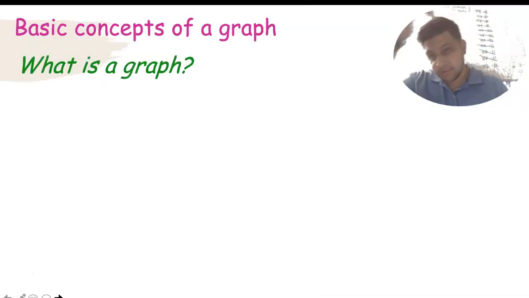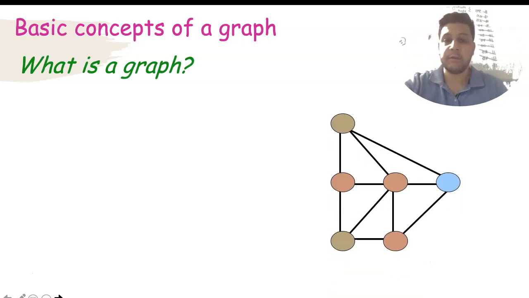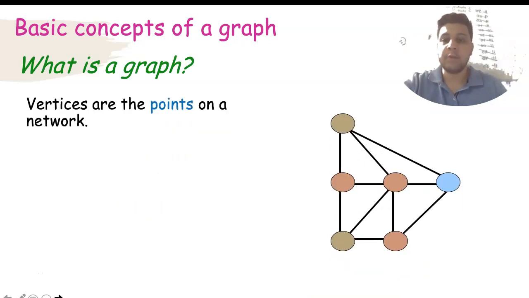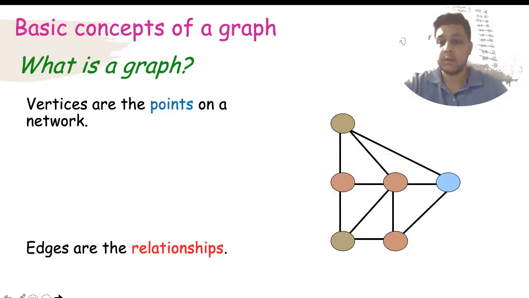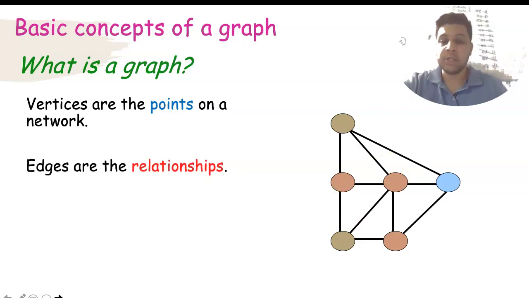Okay, so basic concepts of graph. So what is a graph? The vertices are the points on the graphs. If you're looking at this graph here on the right hand of the screen, you'll see that there are 6 vertices. The edges are the relationships, and they are the lines that join the vertices together.